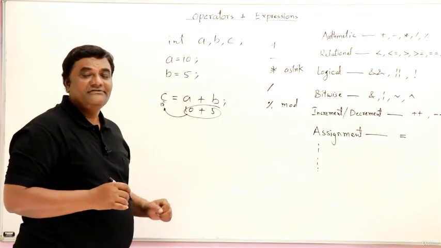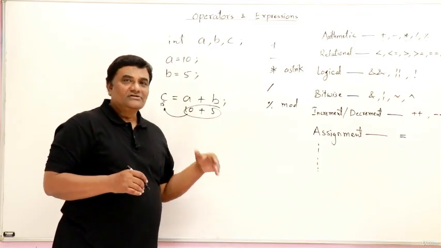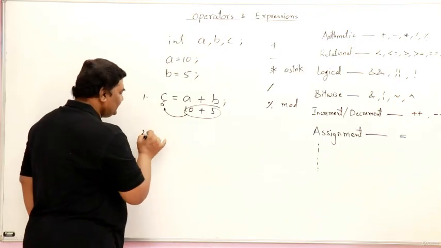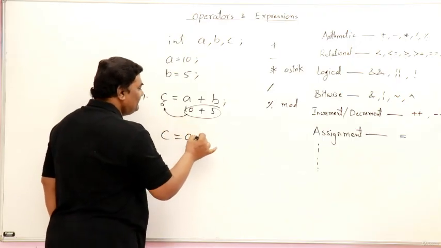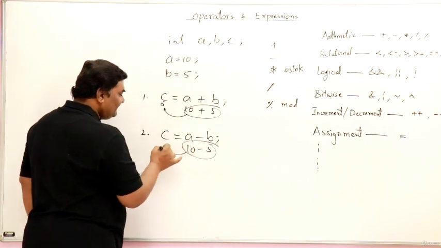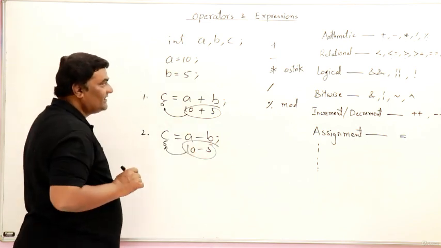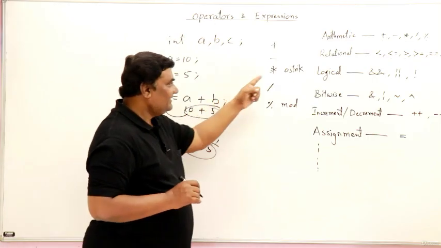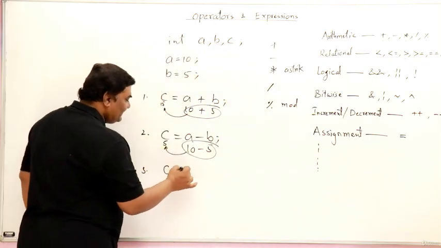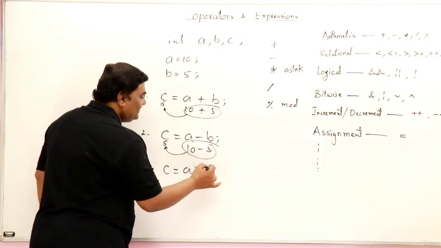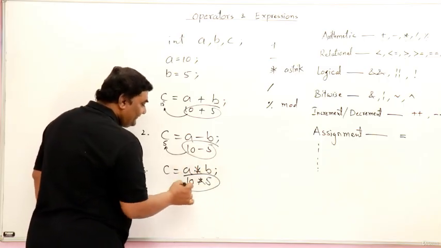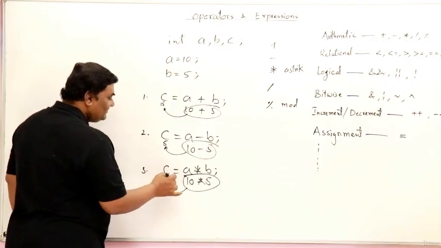This is how it works wherever you use it in your program. We'll be using it afterwards. Now, if I use C assign A minus B, then this is 10 minus 5 and the result is 5, which is stored here. Then let us look at the next, that is multiplication. Third one, if I write C assign A multiplied by B, then this is 10 into 5, the result is 50, which is stored in this one.